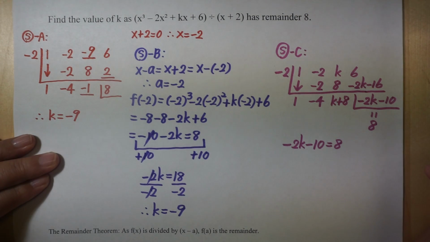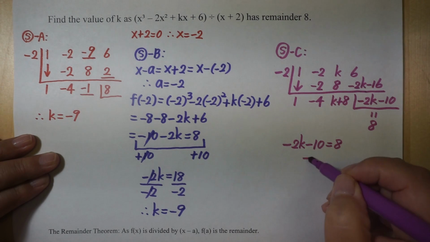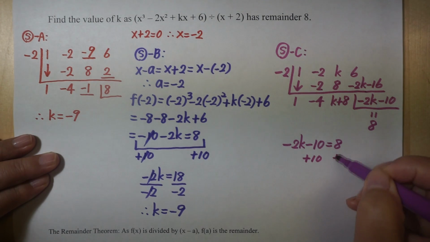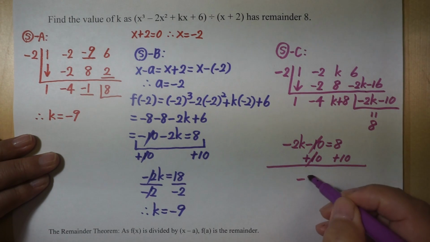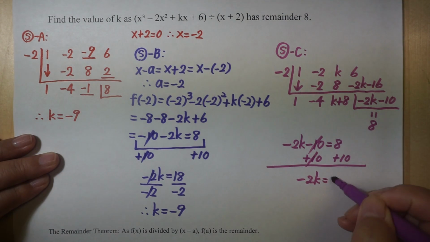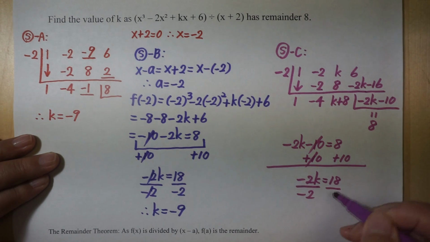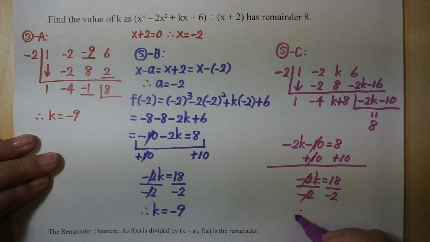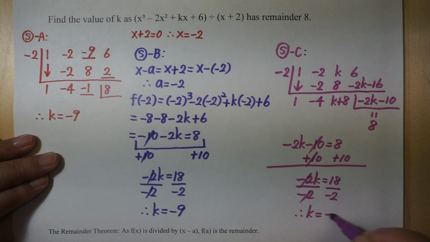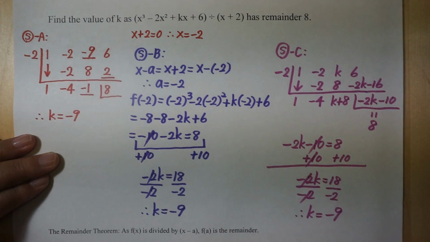And then this is the same calculation as here. We're going to add 10 to both sides. And these are gone. And negative 2k is equal to 18. And divide by negative 2. And these are gone. And then k is equal to negative 9. So we got all the same answer.